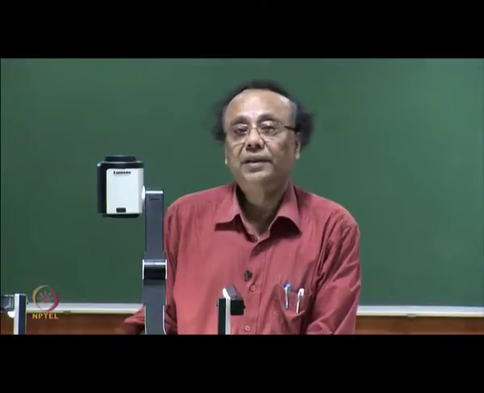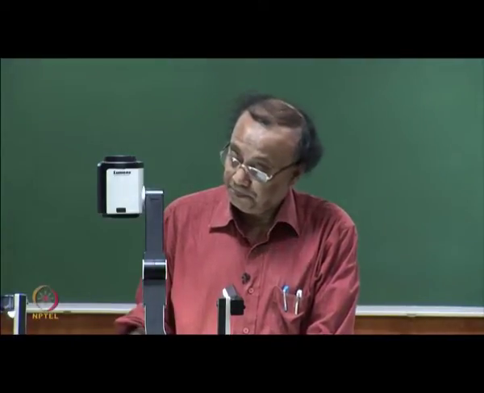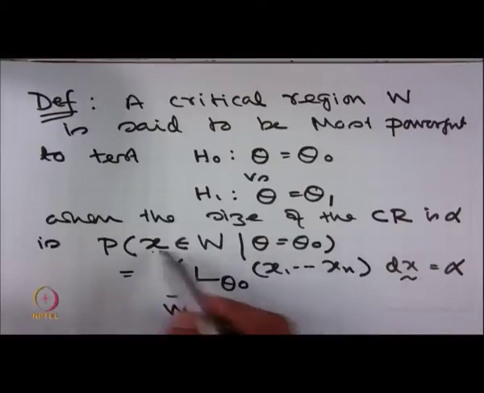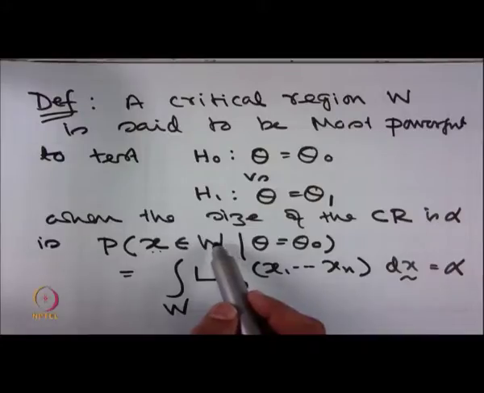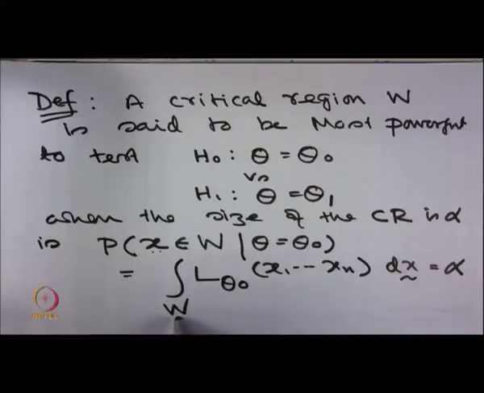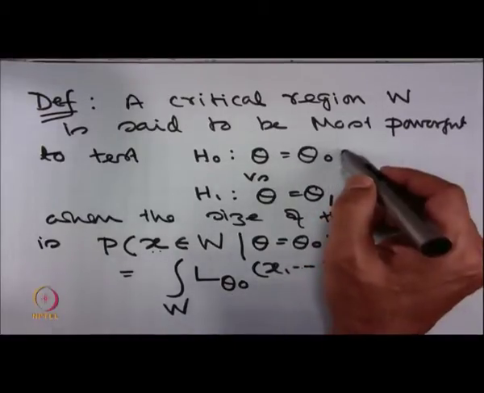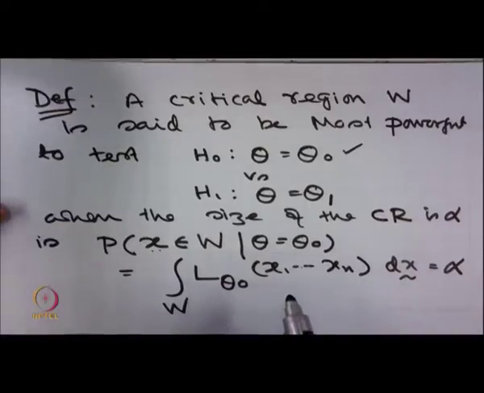So, we are saying that making the mistake of rejecting a correct null hypothesis is the probability that the obtained sample x will belong to the rejection region or critical region W. These probabilities, integrating on the space W of L theta naught x 1 x 2 x n. This is the joint PDF of obtaining the sample x 1 x 2 x n under the null hypothesis, that is the parameter theta is equal to theta naught, and that probability should be alpha.